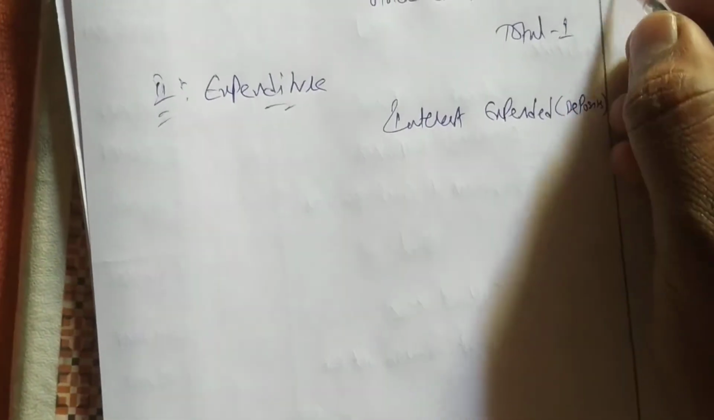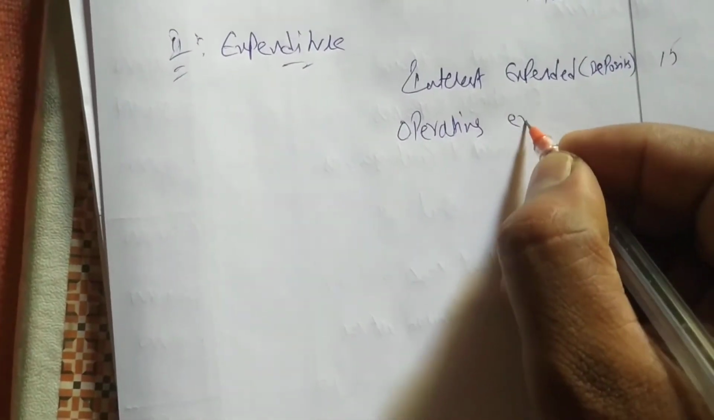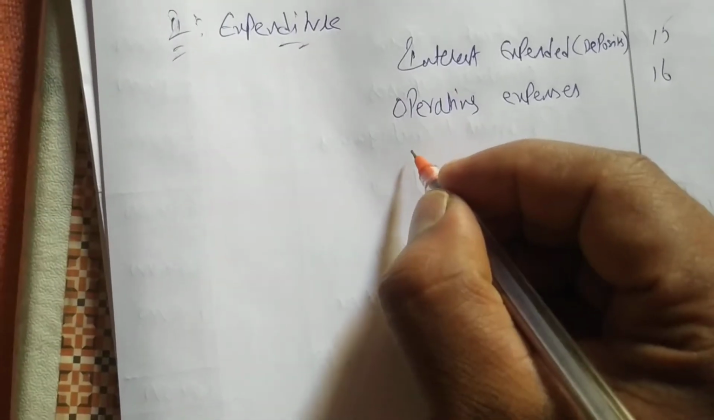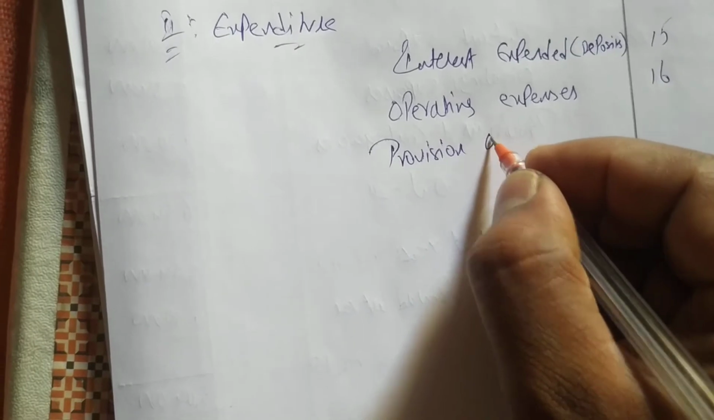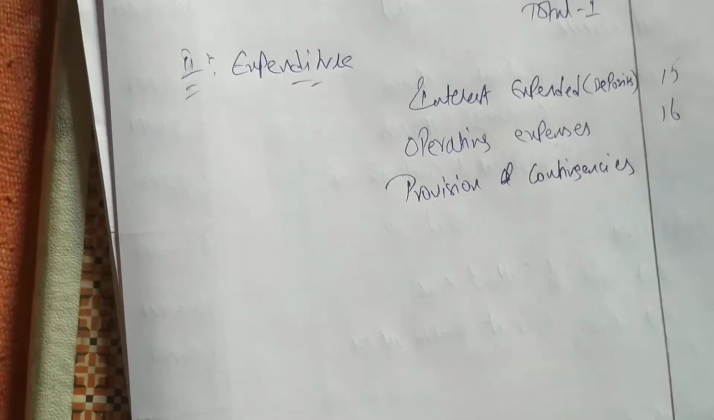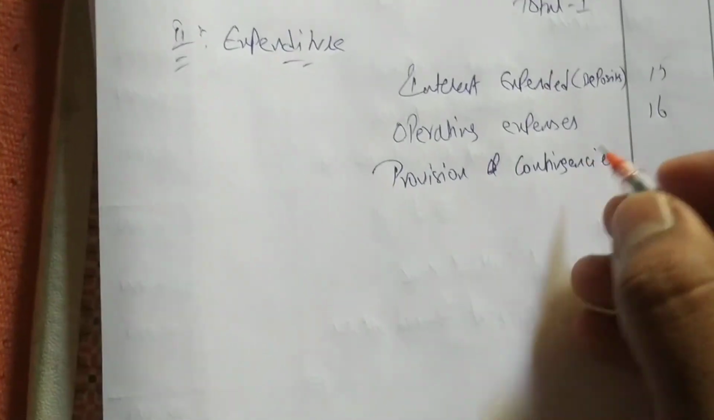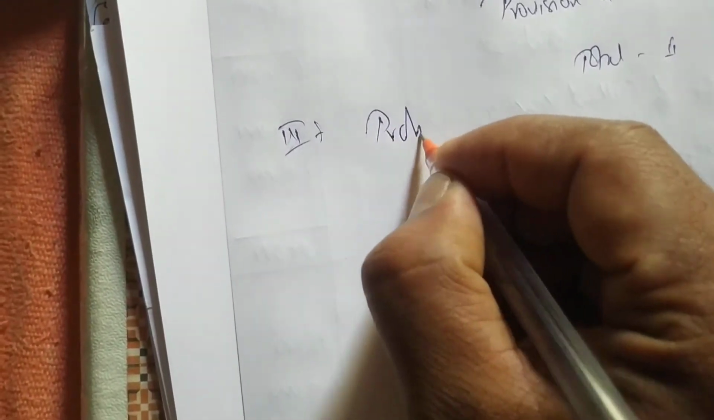Okay. Schedule number 14. This is schedule number 15. Next, operating expenses. Schedule number 16. Then we write provisions and contingencies. I'll explain to you when we do long problems what is the meaning of provisions and contingencies. Okay, there is no schedule number. We'll write here total 2. After that we'll write Roman number 3. Profit and loss.